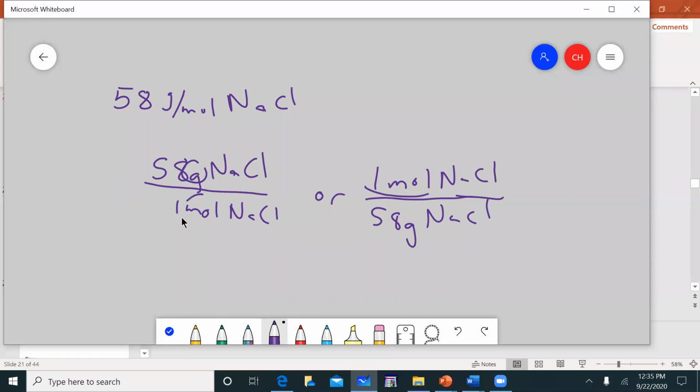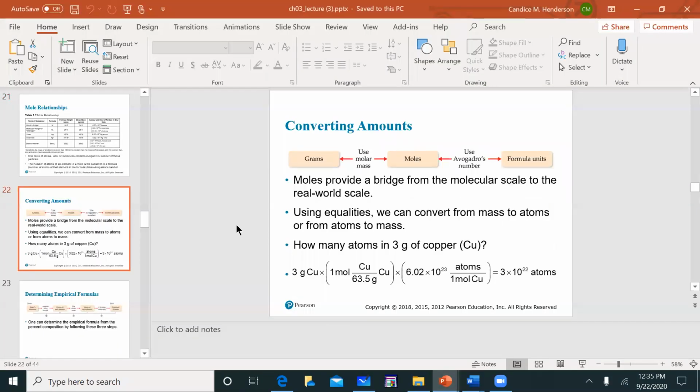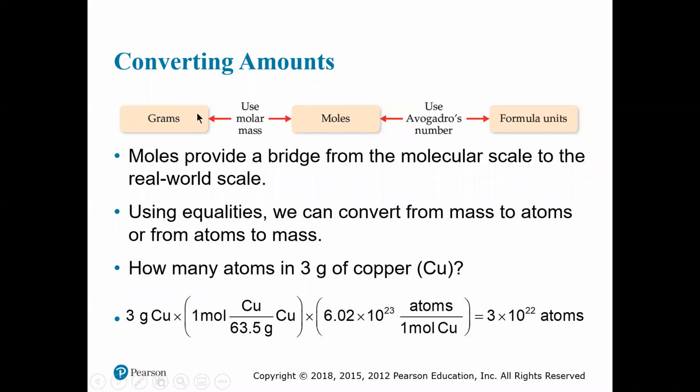So now we've got grams and moles, and we can use that as a conversion factor to go from grams to moles or moles to grams. Somewhere you want to have this flow chart available. In the middle, you want to have moles, and sometimes we call moles the bridge or the crossroads in chemistry, because the mole sits in the center of this flow chart.